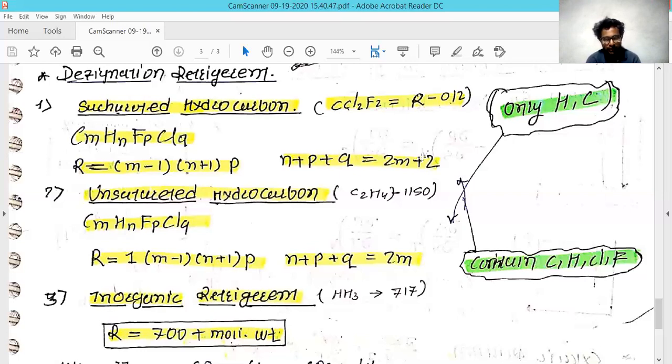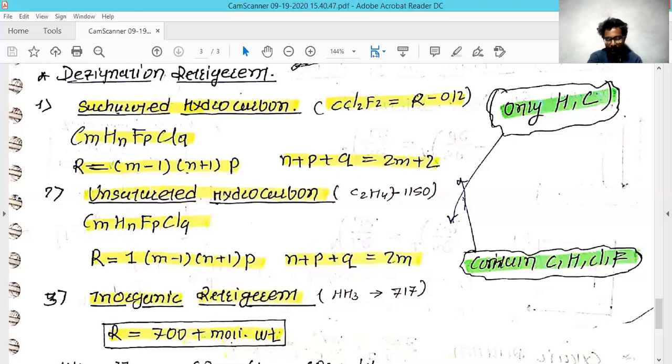And in this condition, if you take the example of ethane, R equals 1 where M here is 2, so it turns out to be 1, and the hydrogen content is 4, so 4 plus 1 is 5, and the P portion, where fluorine is 0. So this is how this formula turns out to be R1150.